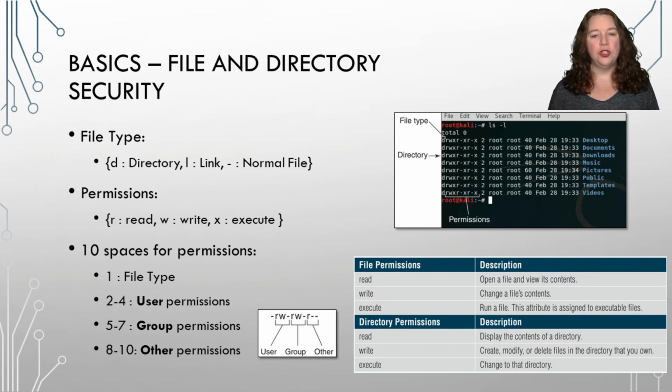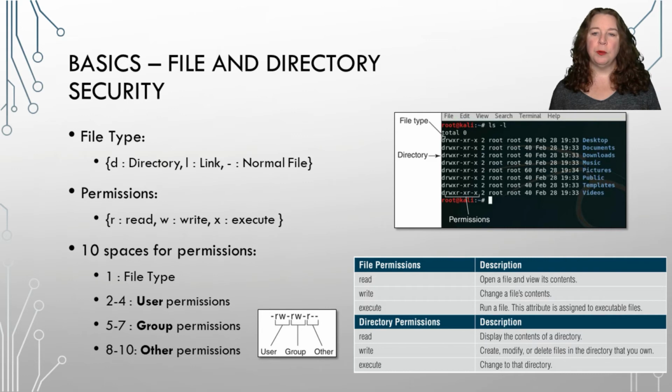And other is just read. Other cannot write or execute. So understanding, if you have those 10 spaces, first one is what's the file type? Second is user, then group, then other.